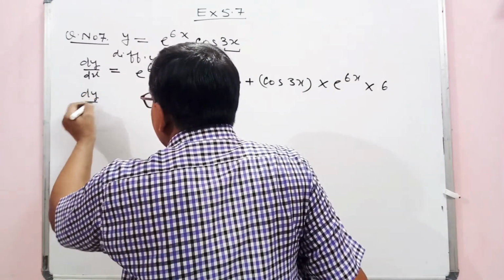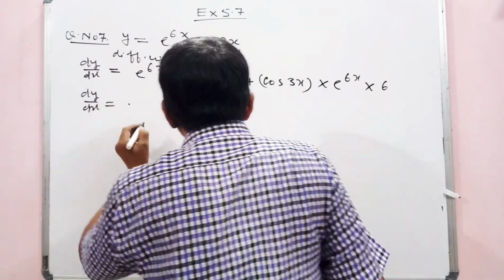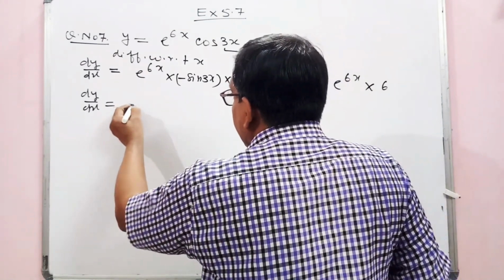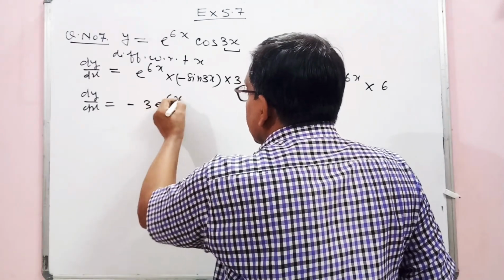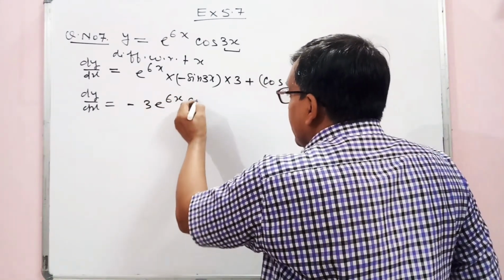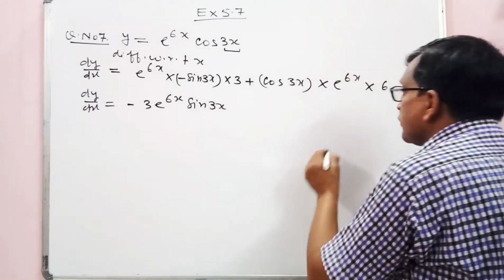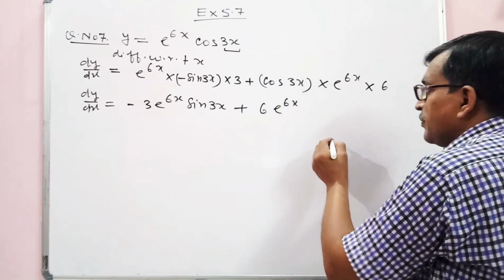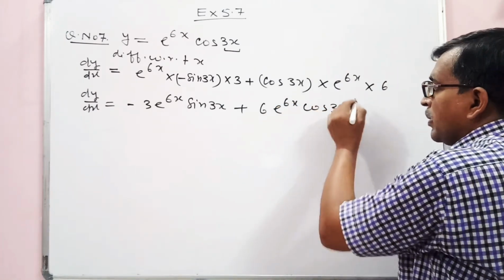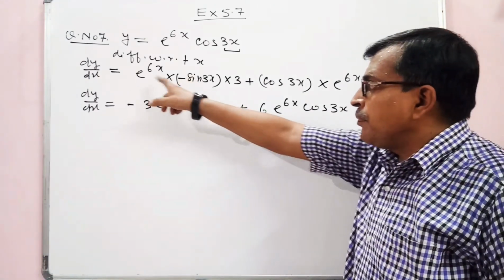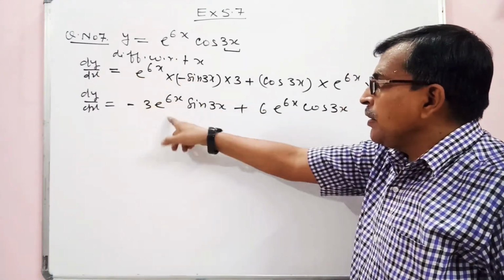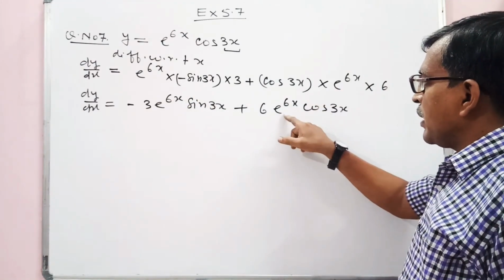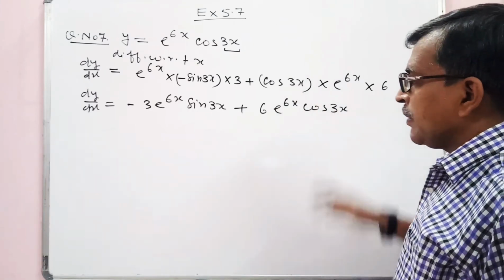dy/dx. Now you see there, 3 minus, we write 3 e raised to power 6x sin 3x plus 6 e^6x cos 3x, minus, plus minus 3 e raised to power 6x sin 3x, plus 6 e raised to power 6x cos 3x.